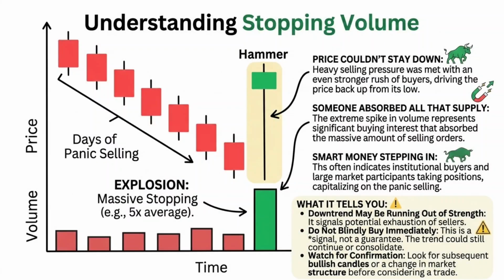Despite heavy selling, price couldn't stay down, which means someone absorbed all that supply. And that someone is often smart money stepping in. This is called stopping volume. It doesn't mean you blindly buy immediately, but it tells you the downtrend may be running out of strength.